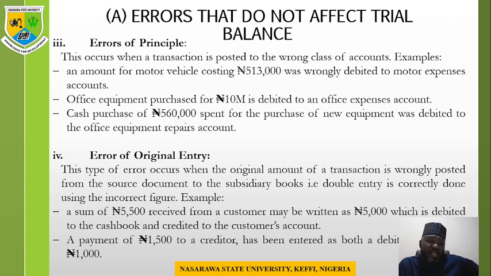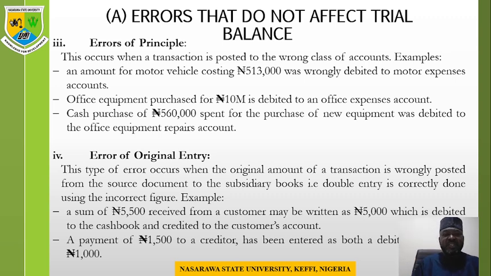Another example very similar to this one is where you have office equipment purchased for 10 million naira and it is debited to an office expense account. Again, office equipment is an asset and it falls under real account classification, while office expenses is an expense and it falls under nominal account classification. Agreed, the correct entry requires a debit entry to be made, but it is posted to not just a wrong account, but a different class of account.